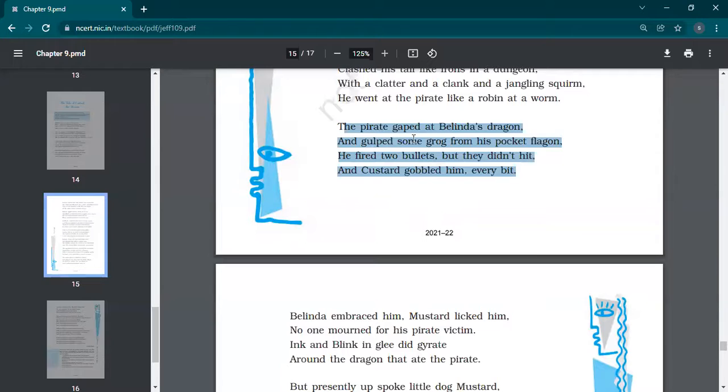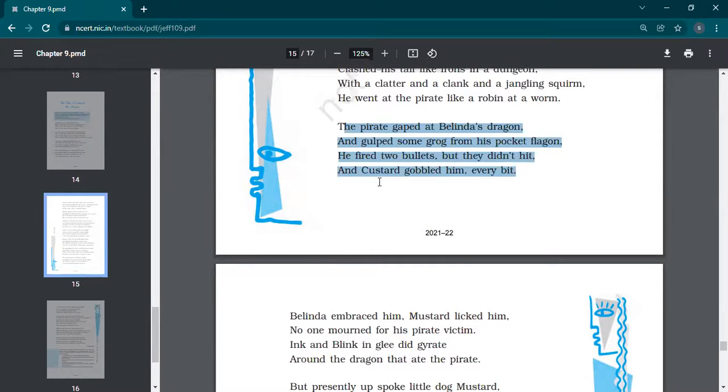So when the pirate was looking with his mouth open, gaping at the dragon, he was so shocked. He took out his grog from his silver colored bottle in his pocket and gulped it down. He swallowed it and fired two bullets at the dragon. Fortunately, the bullets did not hit the dragon.